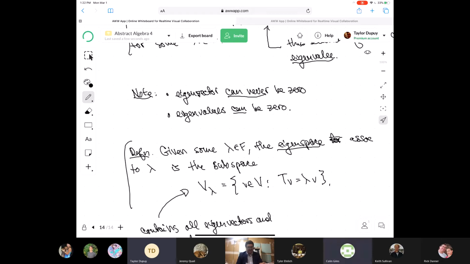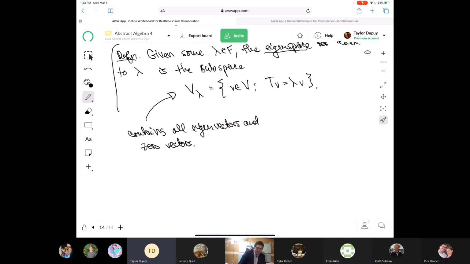Taylor, can I ask a question quick? This is a clarifying thing, from my rusty linear algebra. If eigenvalues can be zero, that implies that the null space, or the kernel of this transformation, is an eigenspace. Yes. Okay, I just wanted to make sure I wasn't totally losing my mind. The kernel is an eigenspace, according to this convention.